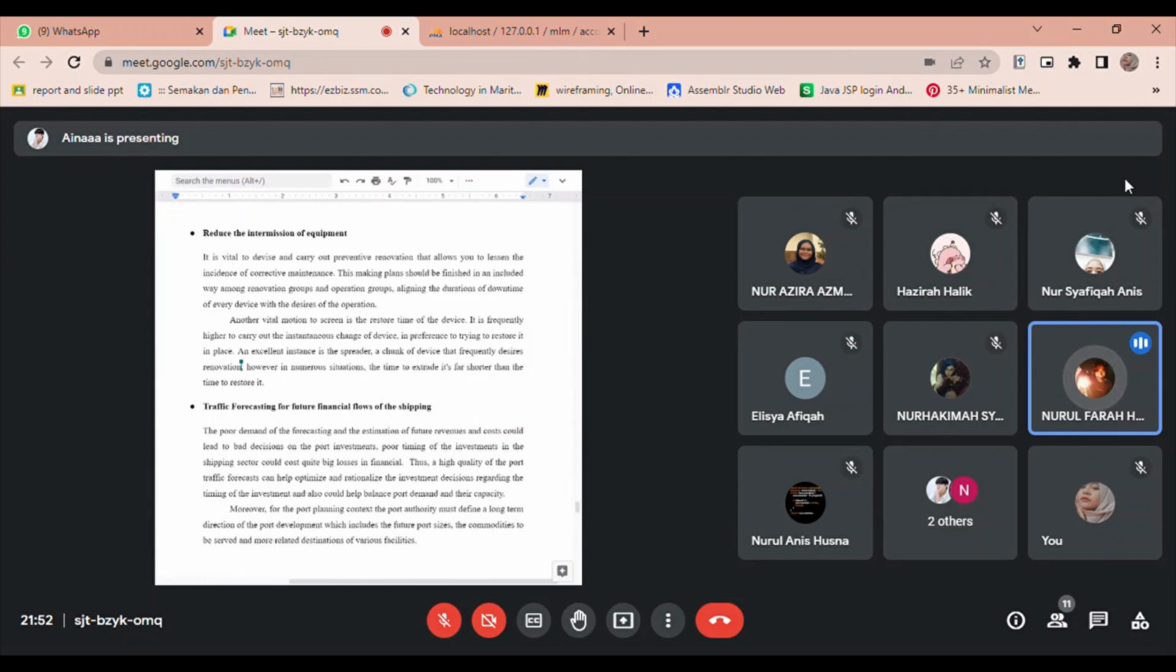The next strategy is to reduce the downtime of equipment. It is vital to devise and carry out preventive maintenance that allows you to lessen the incidence of corrective maintenance. These plans should be made in an integrated way between maintenance teams and operation teams, aligning the duration of downtime of every device with the needs of the operation. Another vital action to monitor is the repair time of the device. It is frequently better to carry out the immediate exchange of a device instead of trying to repair it in place. An excellent example is the spreader, a piece of equipment that frequently needs maintenance. However, in numerous situations, the time to exchange it is far shorter than the time to repair it.